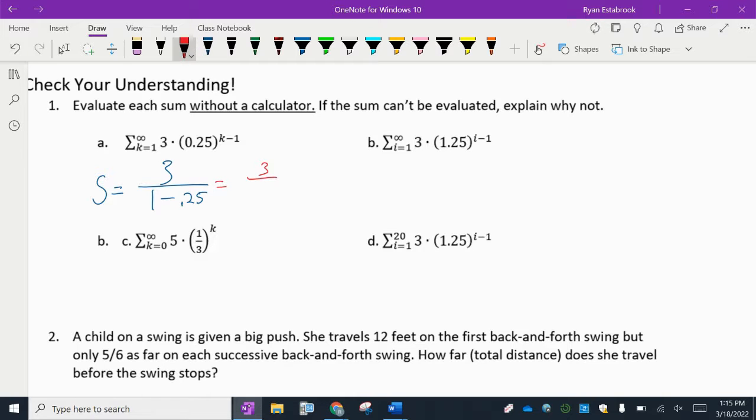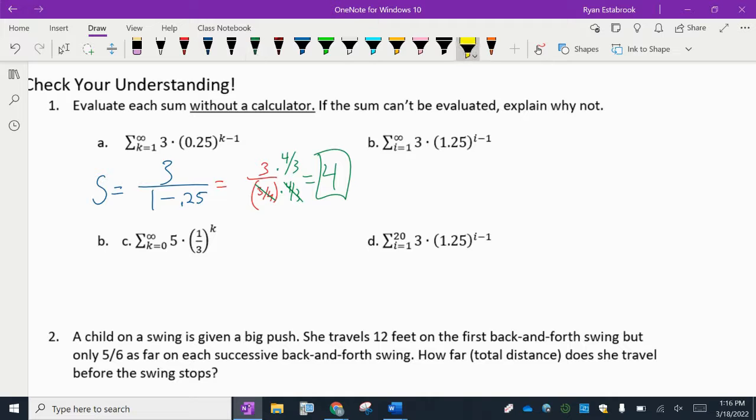That's 3 over, I know this is 0.75. 0.75 as a fraction would be 3/4. I don't like seeing a number divided by a fraction, so I could divide by 3/4. I think that's harder to understand. Instead, maybe multiply by 4/3. That gets that out of the denominator. And this makes more sense to me. 3 times 4 is 12. 12 divided by 3 is 4.